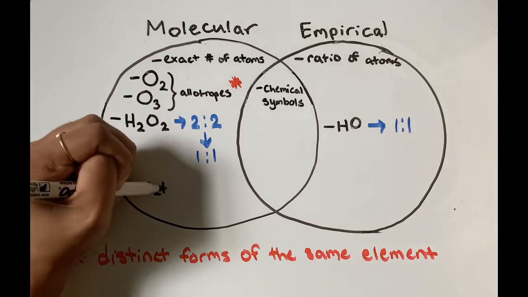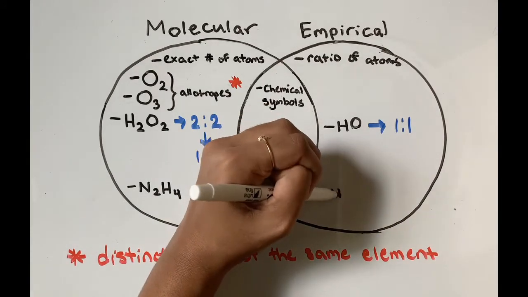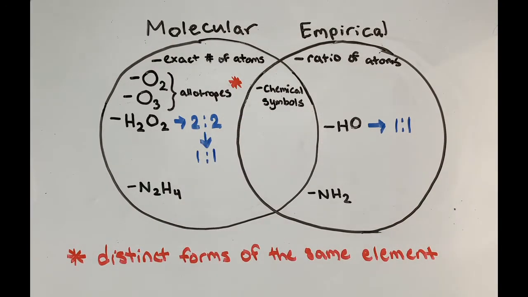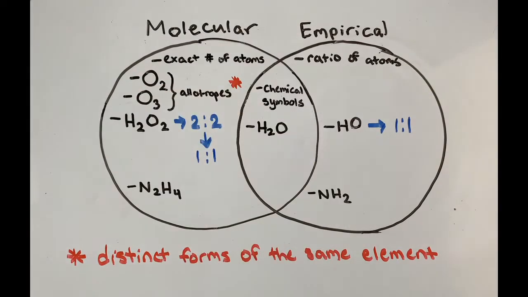Another example of this is N2H4, which is hydrazine. That's the molecular formula for it, since that's the smallest unit that hydrazine can be broken into and still be hydrazine. If you simplify it, you would get the empirical formula, which is NH2, although that combination wouldn't actually be hydrazine. Some elements have the same molecular and empirical formulas, the most common example being H2O, or water.